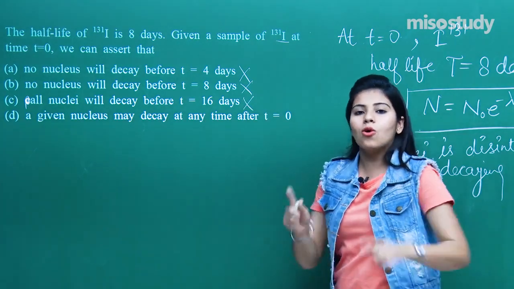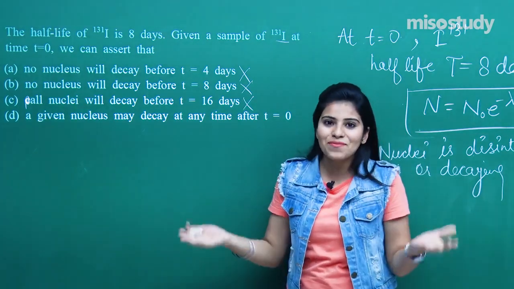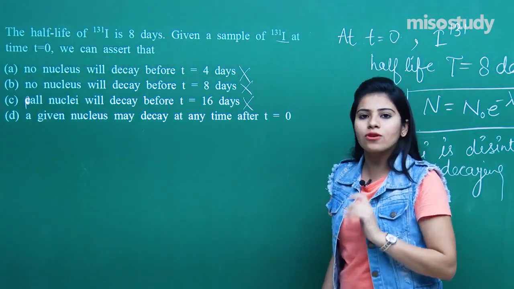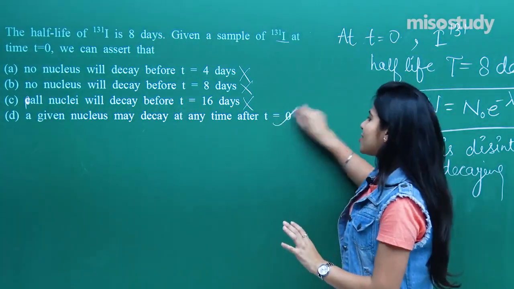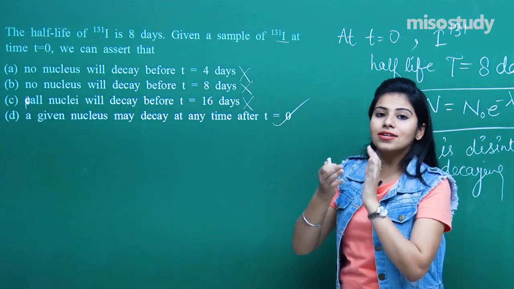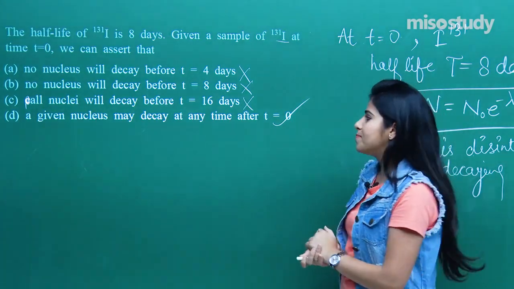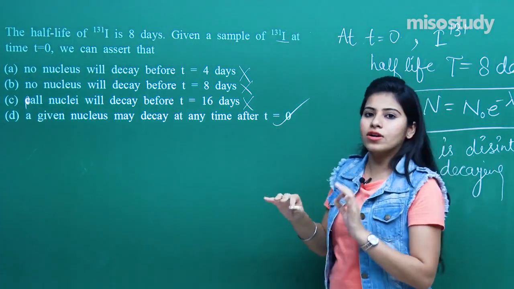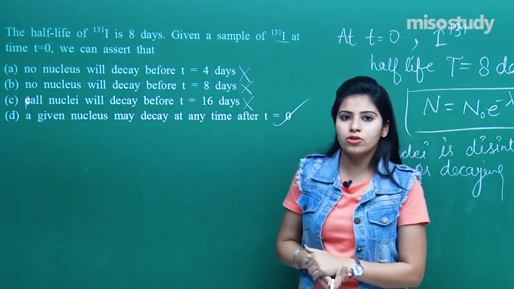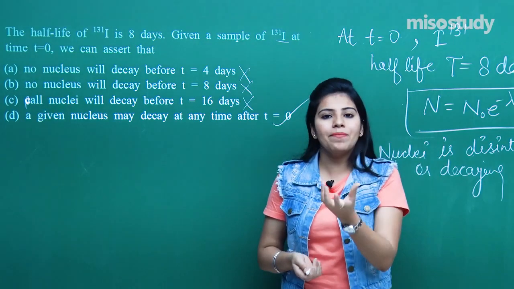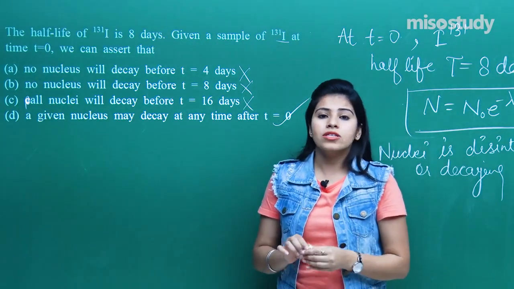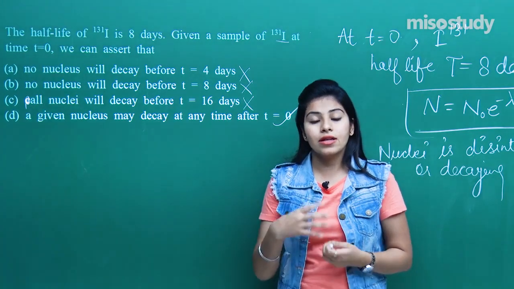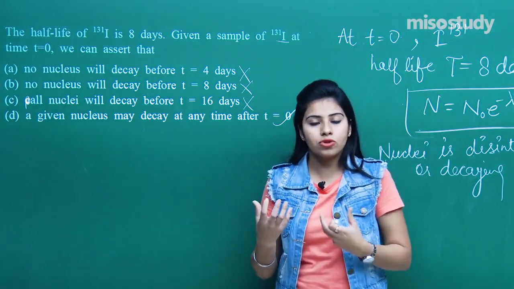So only one option is left. It must be the correct answer, but for convenience, we are going to check it out. Let me mark a tick over here. That is for sure the correct answer: a given nucleus may decay at any time after t equals 0. As I said at the very beginning, the moment you have your radioactive nuclei with you, it will start decaying.